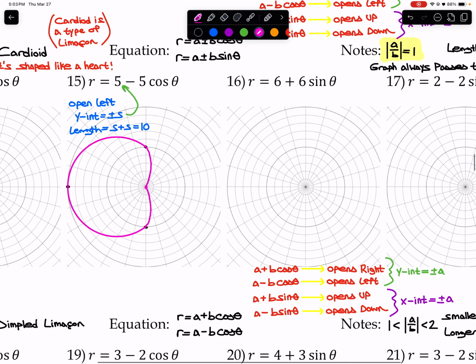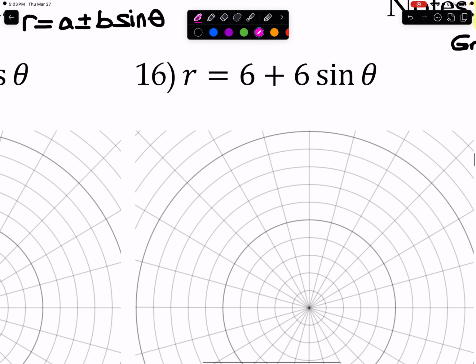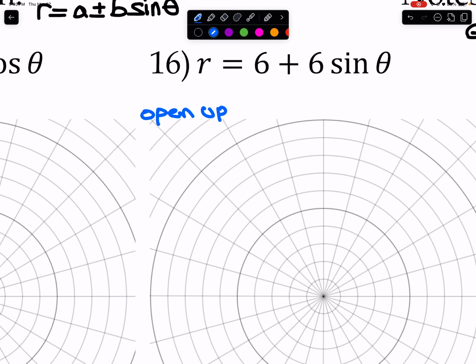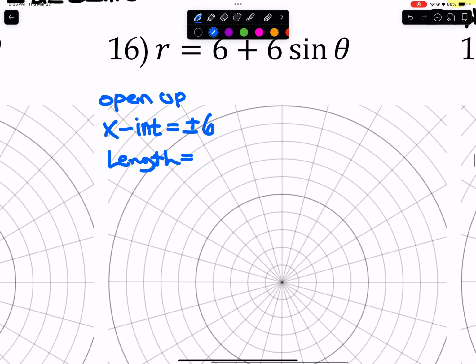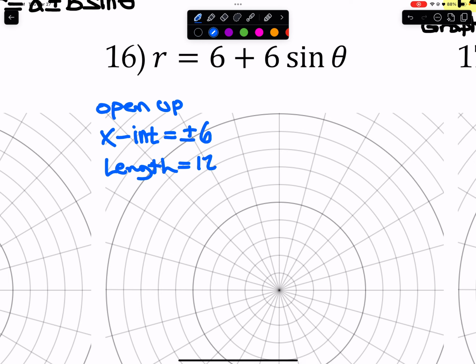Alrighty, and let's go ahead and do 16. So 16, same idea. Now we're going to have a positive sine graph, which tells me this is going to open up. And then we're going to have x-intercepts, which is going to be at plus and minus 6. And then the length of your cardioid is going to be the summation of the A and B values, which is going to give you a length of 12.